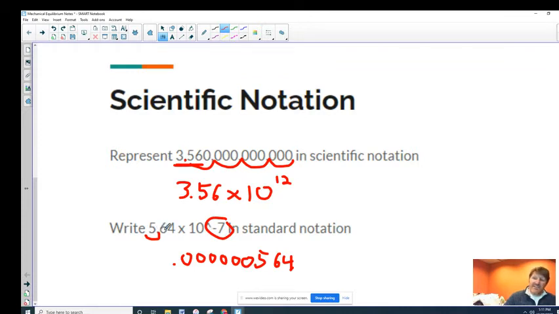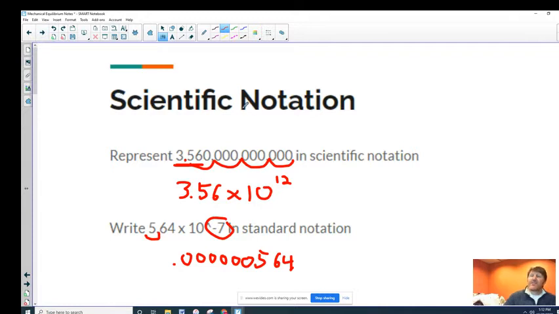So I have 5.64 times 10 to the -7th. That -7 tells me that this number is going to be really small. I make it a small number by moving the decimal to the front. To move it 7 times, I'm going to have to put 6 zeros in front of my first number. So 0.000000564. Okay.